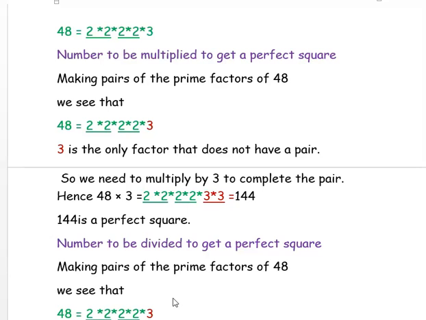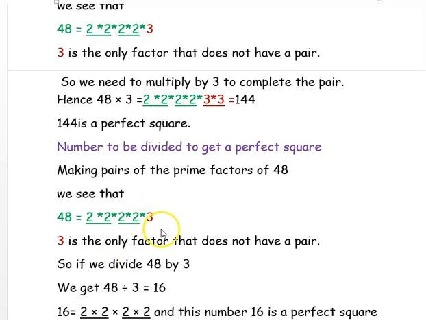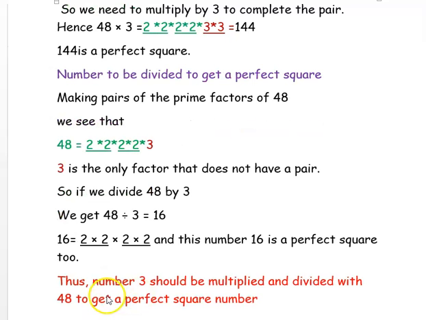Then in the same way we want to find which number should be divided to get a perfect square. Again you know that 3 is the number which doesn't have a pair. So we want to divide 48 by 3. So 48 divided by 3 is 16. So if you have 16, then you can write it as 2 times 2, 2 times 2. So all the 2s have pairs. So 16 is a perfect square number. So thus the number 3 should be multiplied and divided with 48 to get a perfect square number.